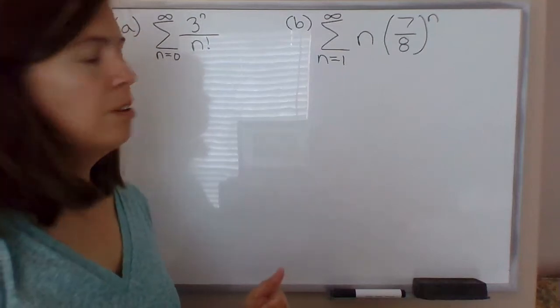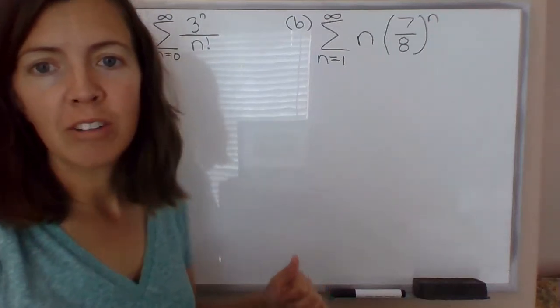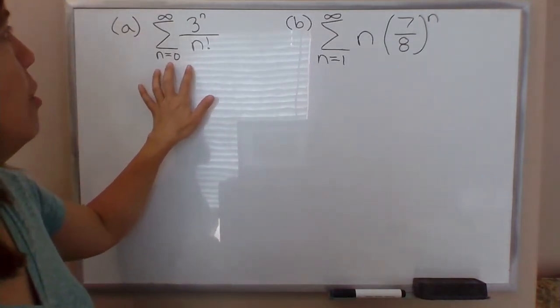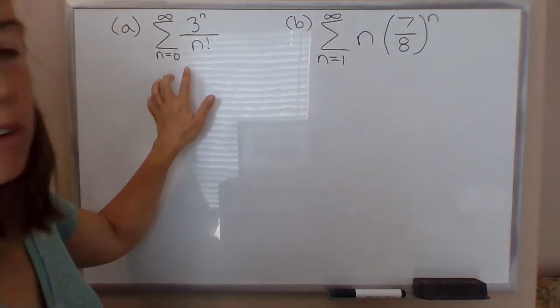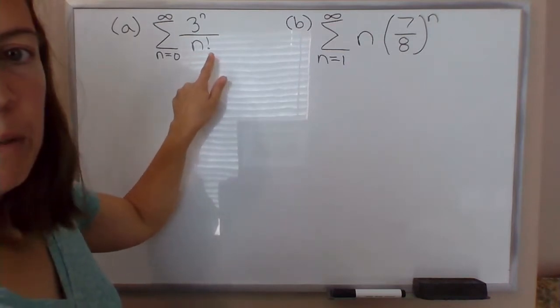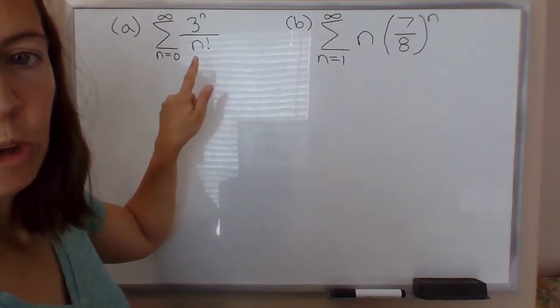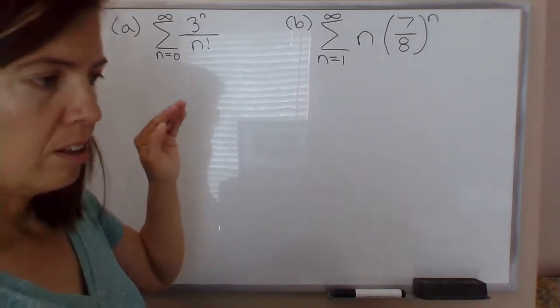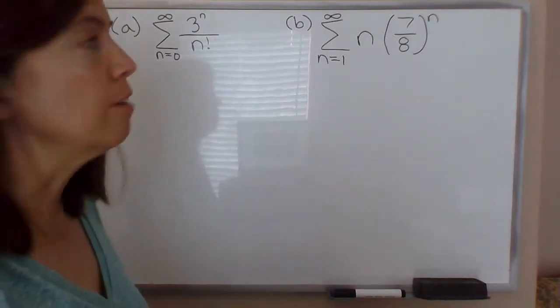So here's a couple of opportunities to practice the ratio test. First, with the series from n = 0 to infinity of 3 to the n over n factorial. Factorials are going to be the main giveaway to when we should go straight to the ratio test. If you see a factorial, then the ratio test should be the first thing you think of.